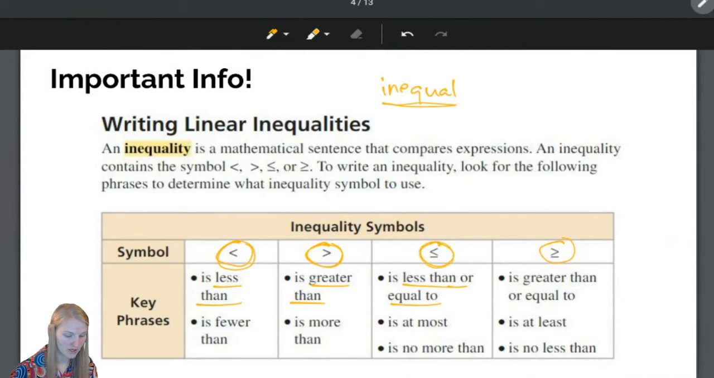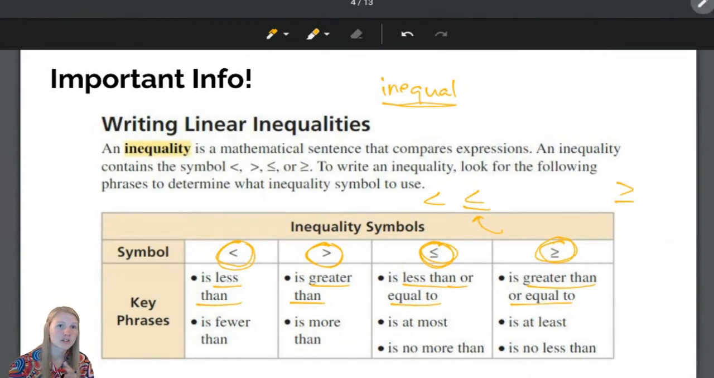So notice this symbol is the exact same as the less than symbol, but it has a little bar underneath it. And the little bar means or equal to. It's kind of like the bottom half of an equal sign. Like that. Okay, so less than or equal to, and our last symbol is greater than or equal to, again, because it has that bar underneath it.